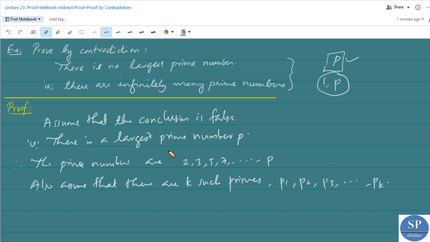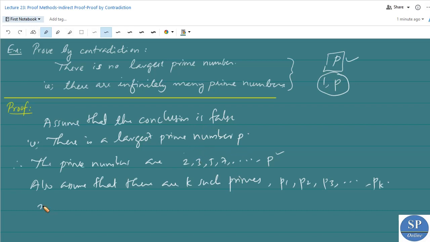So we are assuming that there is a largest prime number and it is p. So the prime numbers are 2, 3, 5, 7, etc. up to p, and these are the prime numbers. Now also assume that there are k such prime numbers. So let these be p1, p2, p3, etc. pk, where pk is equal to p, the largest prime number. We assume that the conclusion is false. Now we have to reach a contradiction. That is what we need to prove.